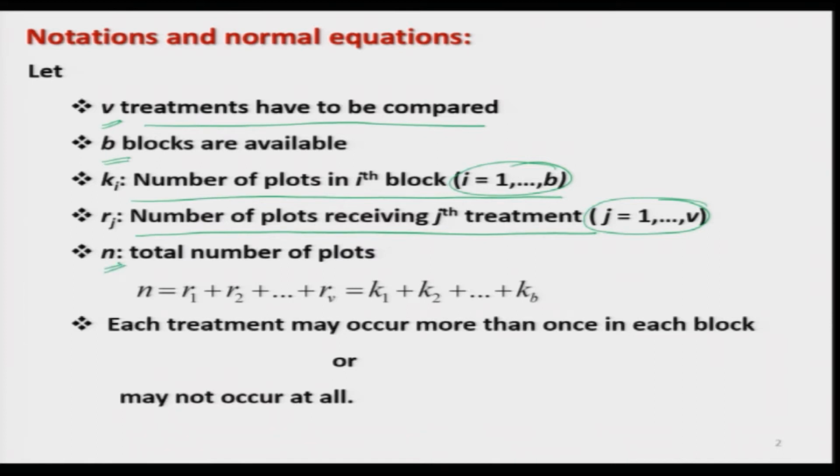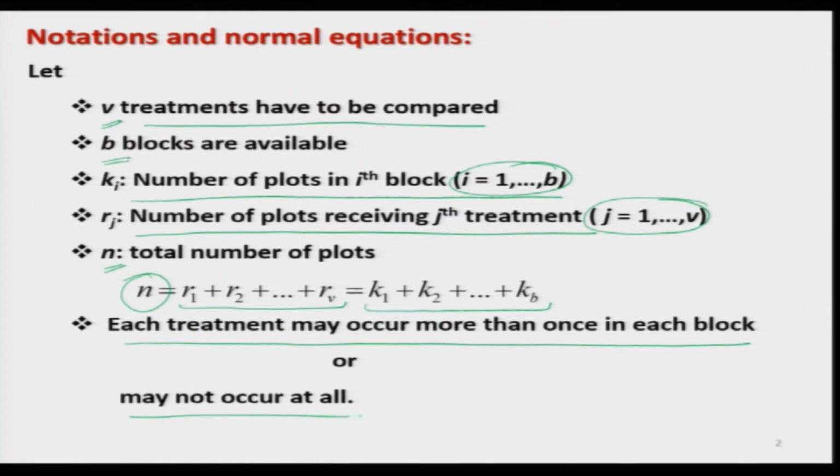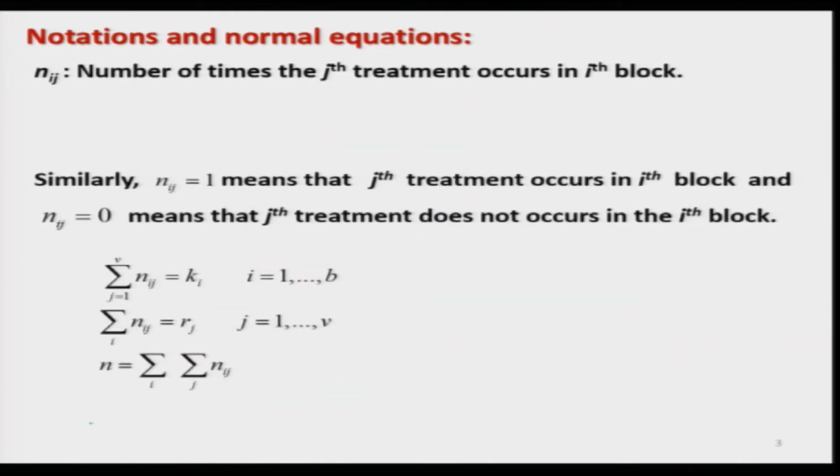We had established in the last lecture that if you take the sum of all the Rj's, that is R1 plus R2 plus up to Rv, and if you take the sum of all the Ki's, that is K1 plus K2 plus up to Kb, that is going to be the same as the total number of plots. And we have a very general condition here that each treatment may occur more than once in each block, or it may not occur at all. For this we require a symbol here, which is Nij. So, Nij is going to indicate the number of times the jth treatment occurs in the ith block.